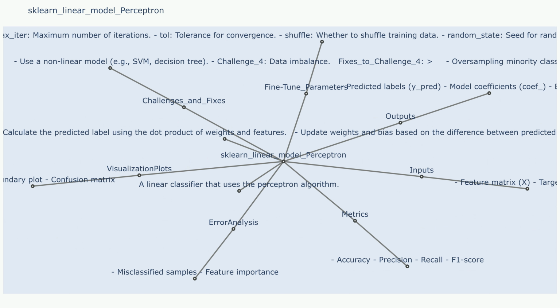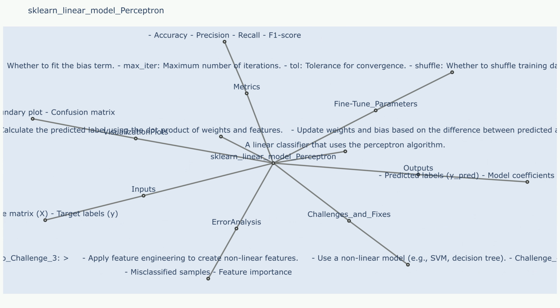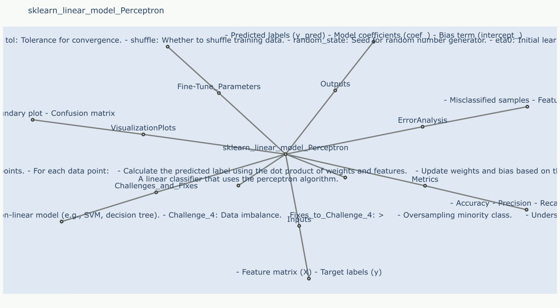Steps. The algorithm starts with a random set of weights. For each training sample, it calculates the weighted sum of the features. If the weighted sum is greater than or equal to the threshold, 0 in this case, it predicts a class of 1. Otherwise, it predicts a class of -1. If the prediction is incorrect, it updates the weights by adding the features of the misclassified sample to the weights if the prediction was -1, or subtracting them if the prediction was 1. The algorithm repeats these steps until the weights converge or a maximum number of iterations is reached.